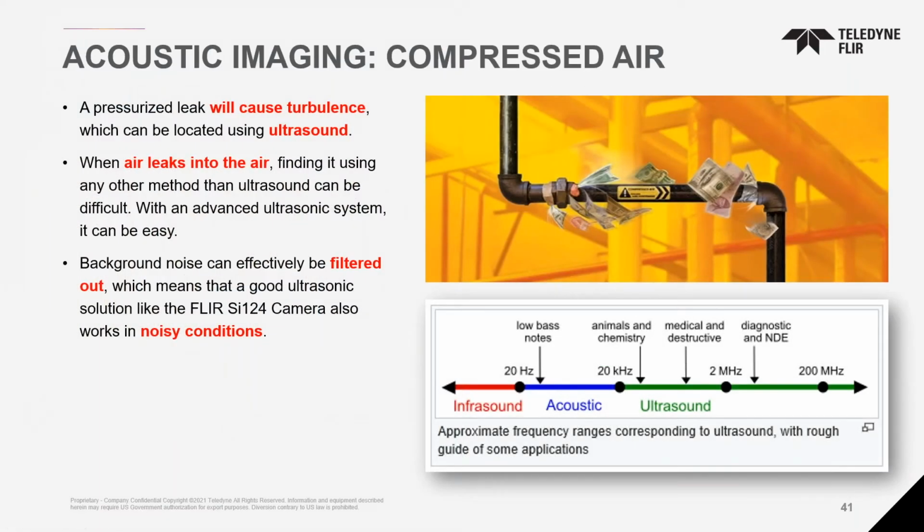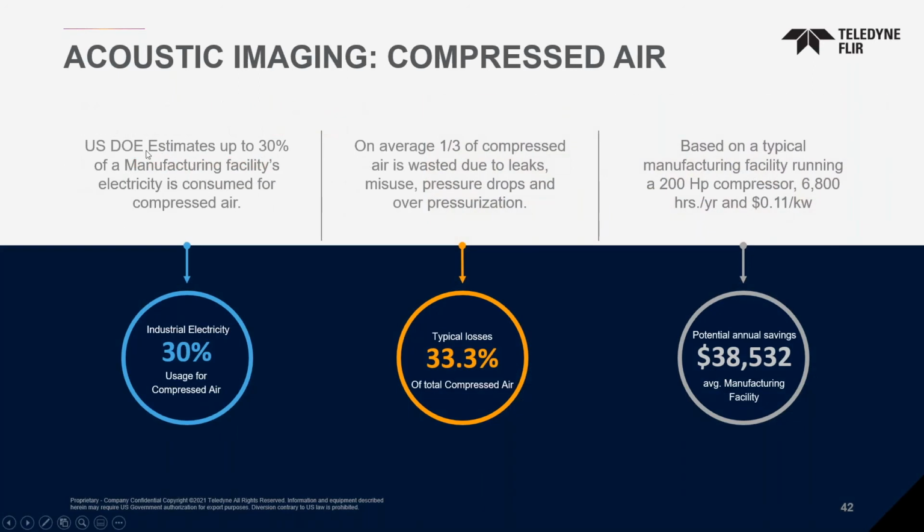For compressed air, which is actually a big problem in the industry, in a pressurized system, when it leaks, it creates this vortex and starts coming out of the sides. And all this is actually costly, if you think about it. The Department of Energy in the US estimates that manufacturing facilities use about 30% of their electricity for compressed air. So that's basically a third of the cost of compressed air being lost.